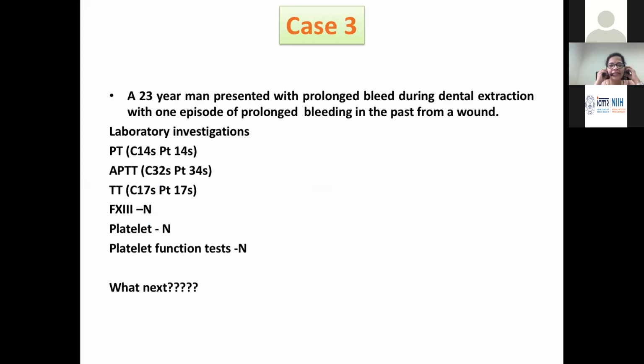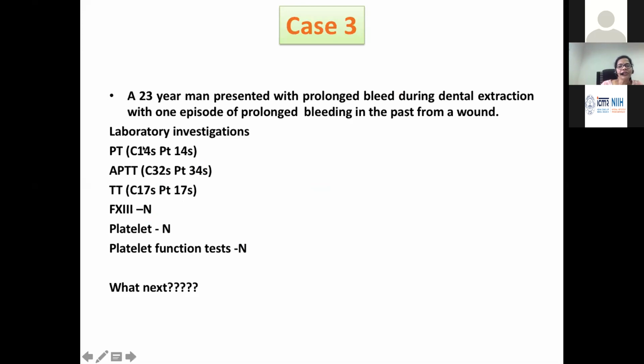Now coming to case 3, a 23-year-old man presented with prolonged bleed during a dental extraction. He was diagnosed at the age of 23 with 1 episode of prolonged bleed in the past from a wound. So he has repeated bleeding during some invasive minor accidents.